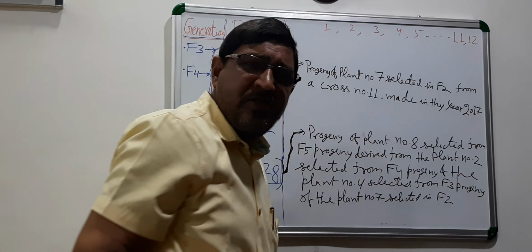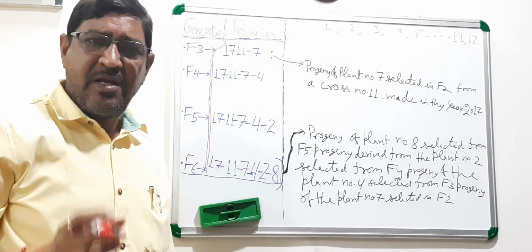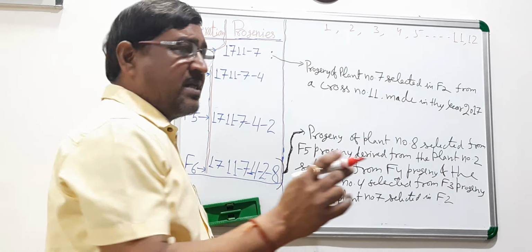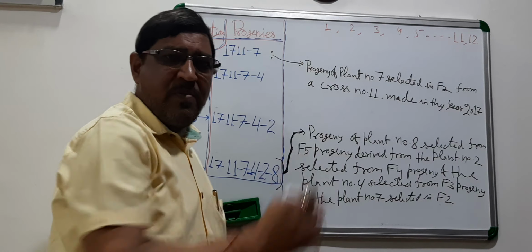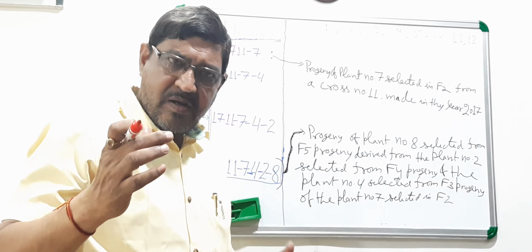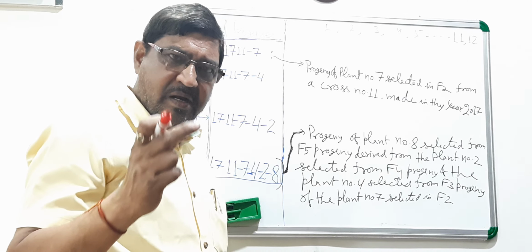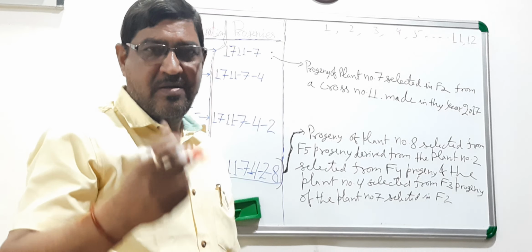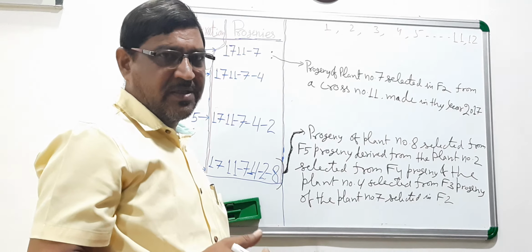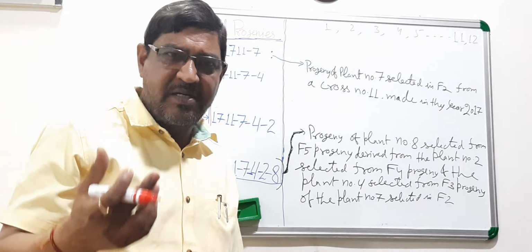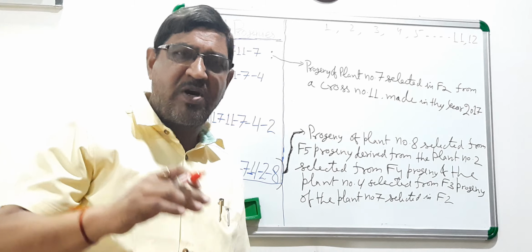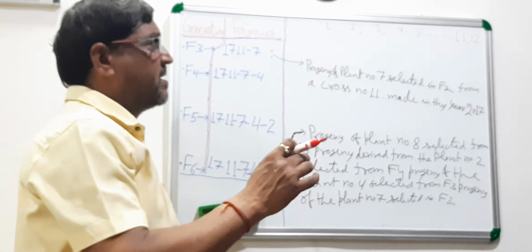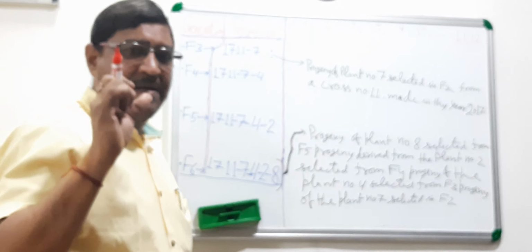Whatever crosses you are making every year, you are putting in your record and you are mentioning what is cross number 1. Maybe cross number 1 is a cross between Swarna and Sama, Masuri, rice. Cross number 2, maybe IR36 into HUR 105. Cross number 3, likewise you have mentioned it in your pedigree record.